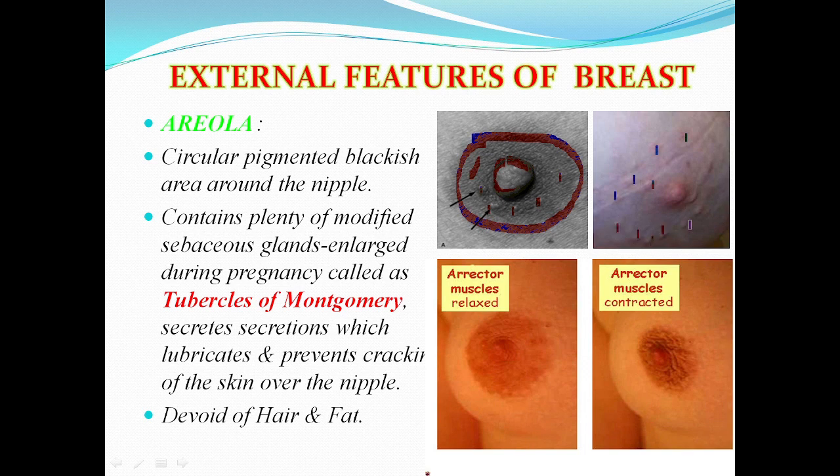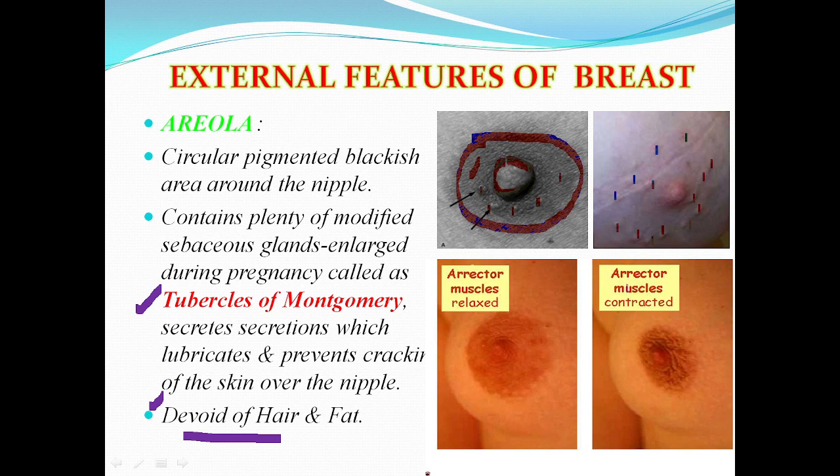These are going to be enlarged during pregnancy, and these enlargements are called the tubercles of Montgomery. They secrete a secretion, so that when the baby suckles the milk from the mother, the nipple does not crack, because the tubercles of Montgomery secrete a secretion that lubricates the skin and prevents cracking of the skin over the nipple. An important point to remember is that the areola does not have superficial fascia filled with fat. That's why we say devoid. Devoid means absence of hair and absence of fat in the areola.